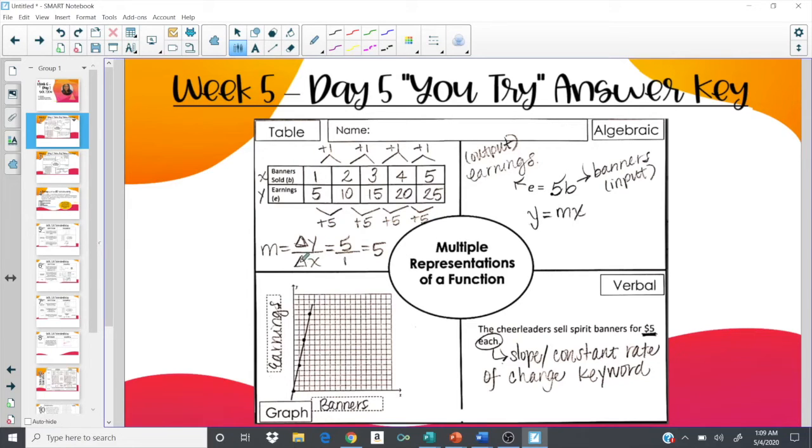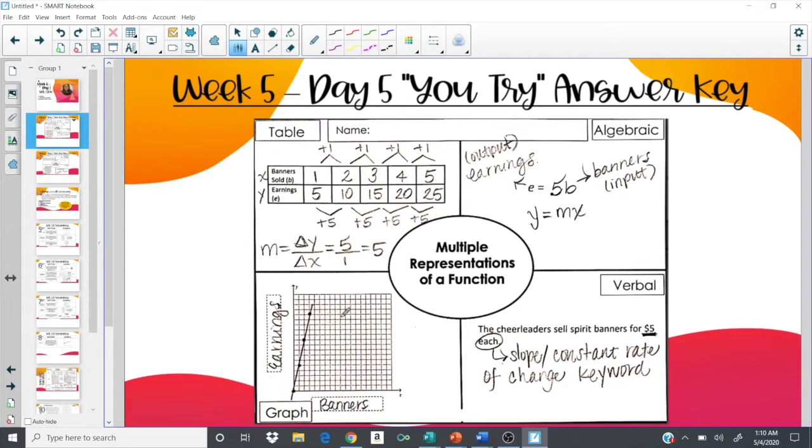To find the change in x, you will find the change in your x values. So to go from 1 to 2, 2 to 3, 3 to 4, and 4 to 5, you will add 1 each time. So therefore, your change in y is 5, and your change in x is 1. 5 over 1, or 5 divided by 1, is equal to 5, which is equal to your slope. So there are 2 ways to find the slope from a table.